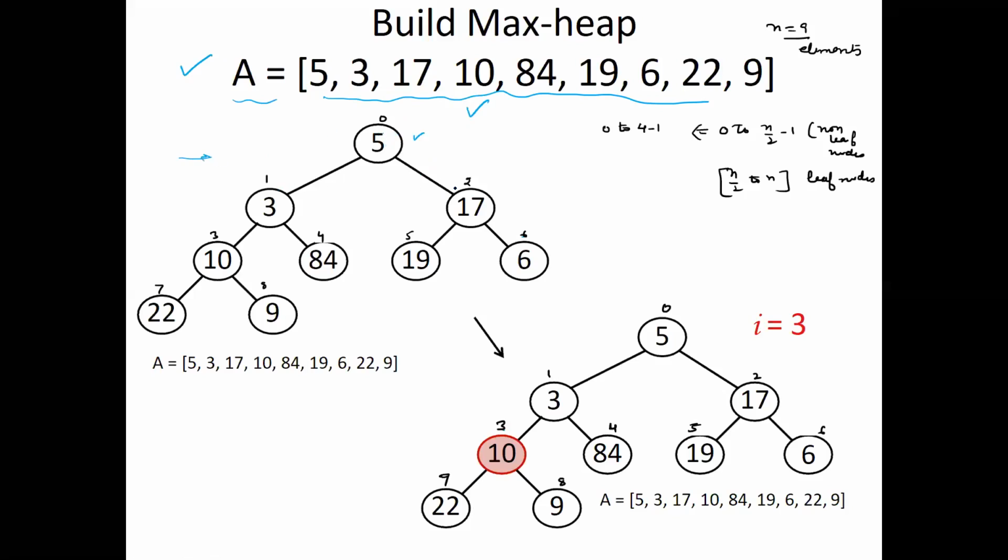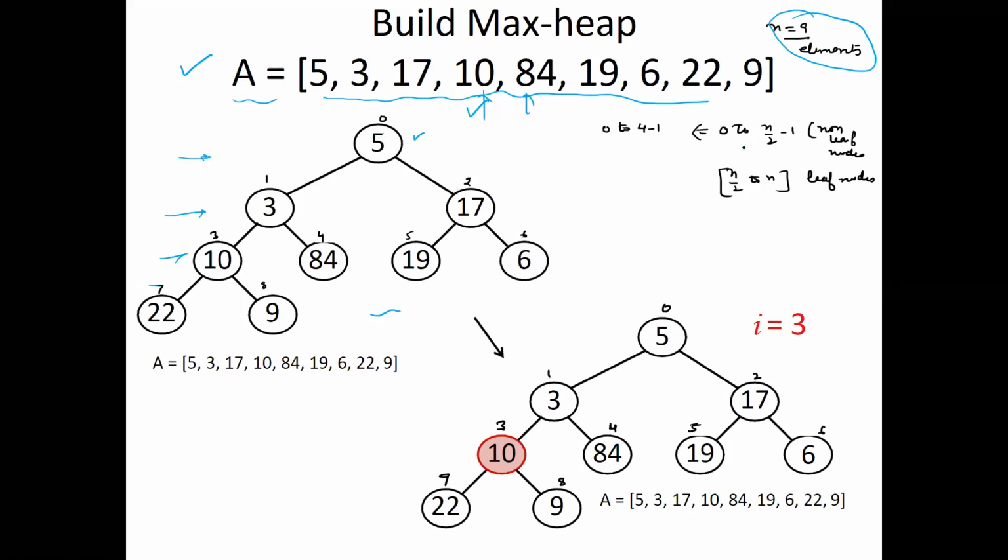5, left 3, right 17, left 10, right 18, then left of 17: 9 and 6. You will have to draw it level wise. So after drawing this, from where do you start? N elements are here. Elements are 9. You can count the number of elements.